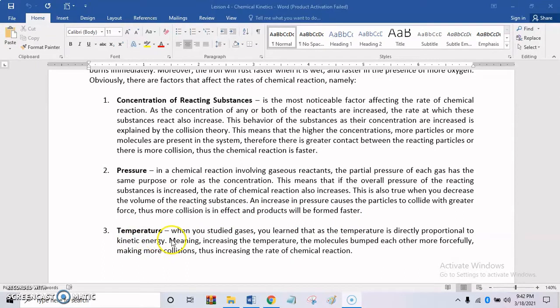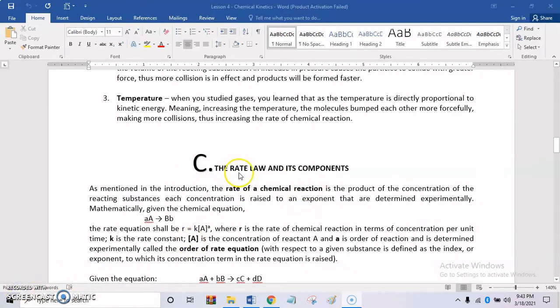Last is the temperature. When you studied gases, you learned that temperature is directly proportional to kinetic energy, meaning that when you increase the temperature, the molecules bump each other more forcefully, making more collisions, thus increasing the rate of chemical reaction.